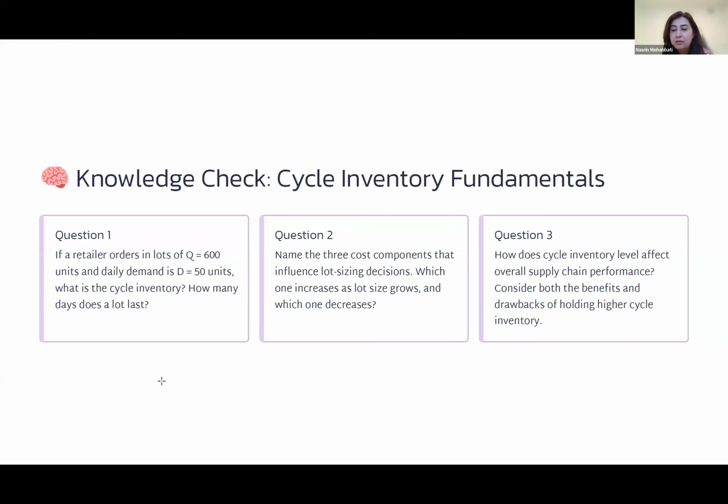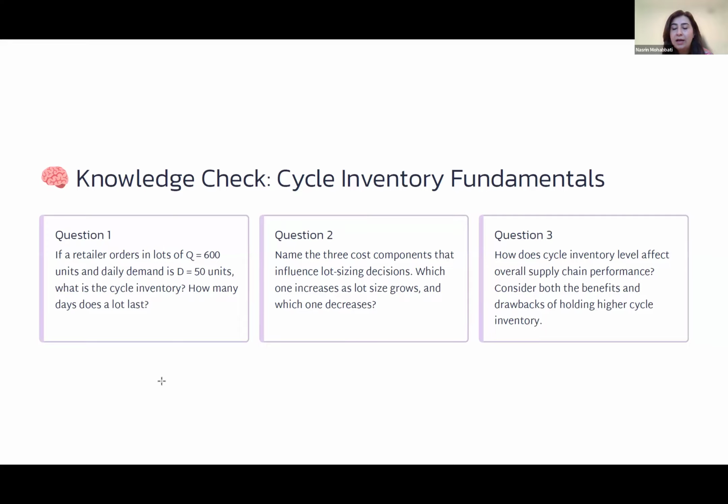Think about this. What happens if we order in larger quantities, or order in smaller quantities, and then what happens to the entire supply chain, other components of the supply chain, such as manufacturers, distributors, transportation agencies? What happens to them if we decide to keep low inventory, or if we decide to keep large inventories? And also think about the benefits and drawbacks of holding higher cycle inventory.